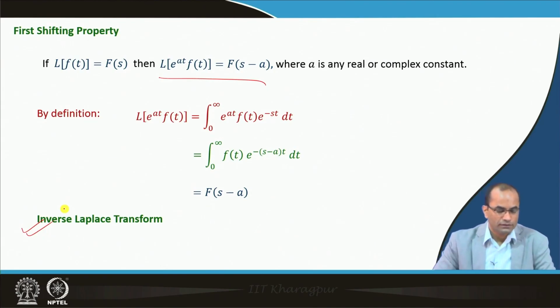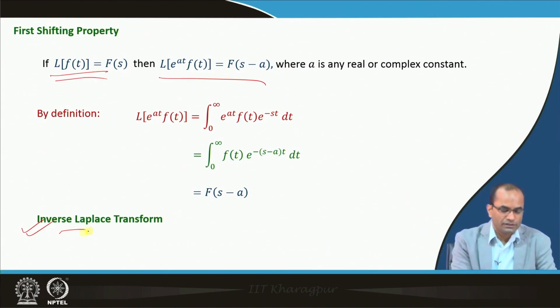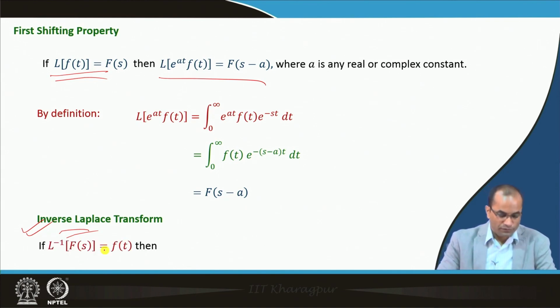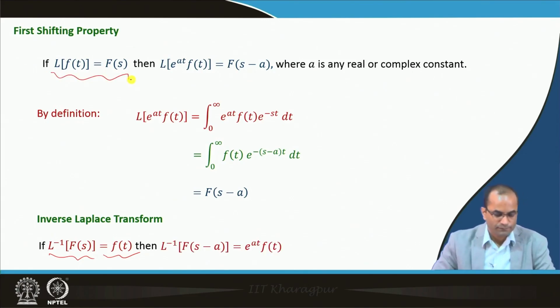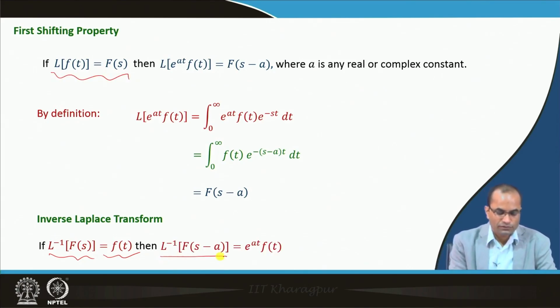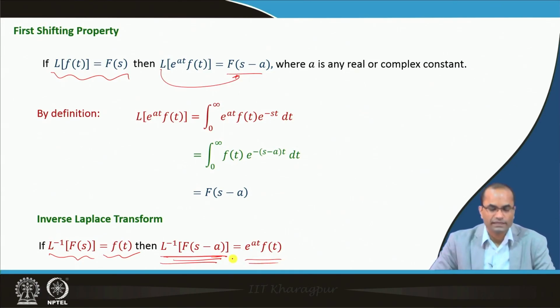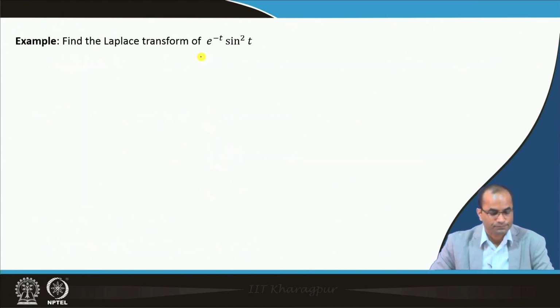The similar result we have for the inverse Laplace transform. Together with the Laplace transform, we will also be listing the inverse Laplace transform, because these results are just the analog of the forward properties. If the Laplace inverse of F s is f t, then L inverse of F s minus a will be e power a t f t. So, for finding the inverse, we will be using this shifting property, and for finding the Laplace transform, we may also use this shifting property.